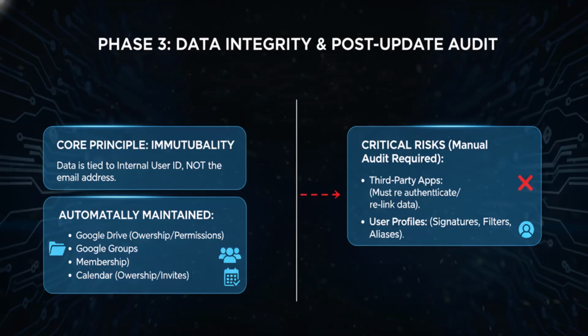Second, user profiles. While the back end works, the front end needs cleanup. Users must update their email signatures, filters, and any custom aliases they created. By communicating this split clearly, what IT fixed automatically versus what the user must check manually, you manage expectations and ensure a truly successful transition.